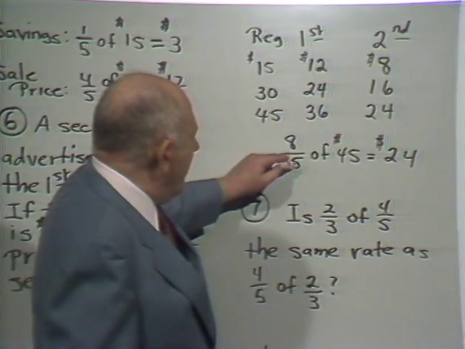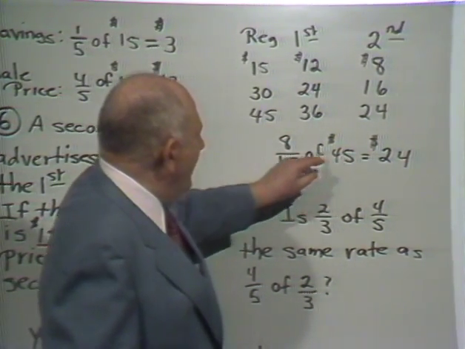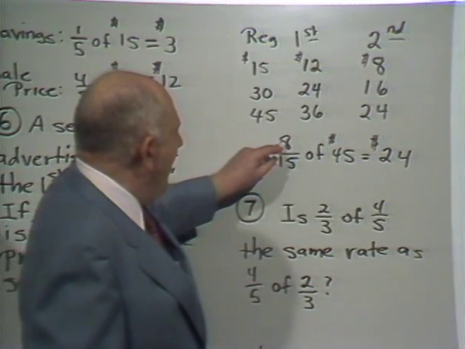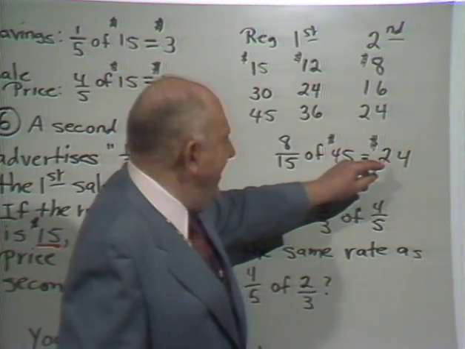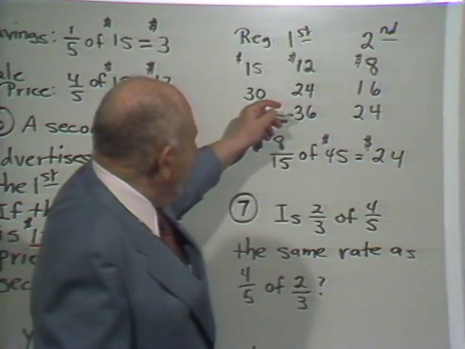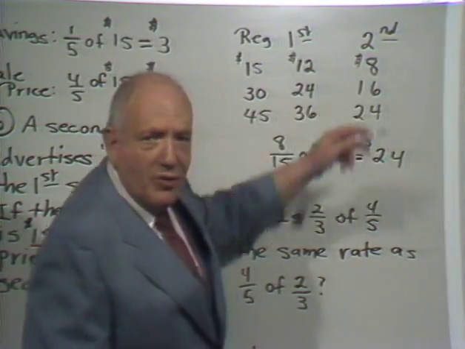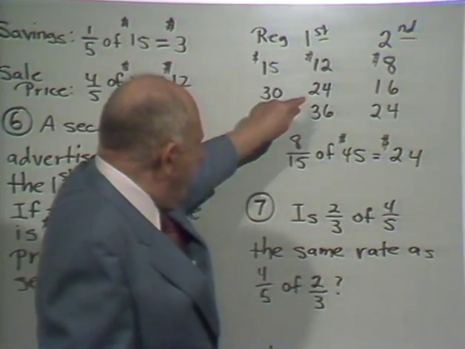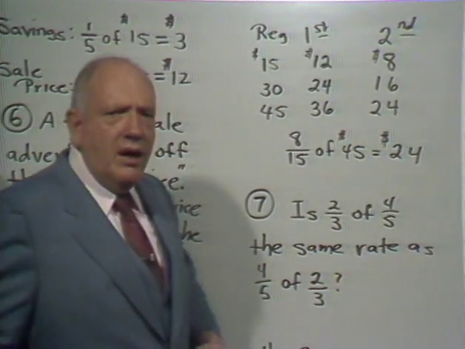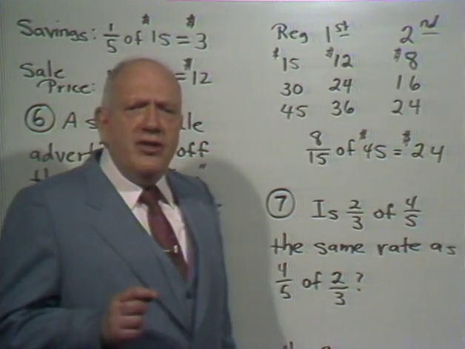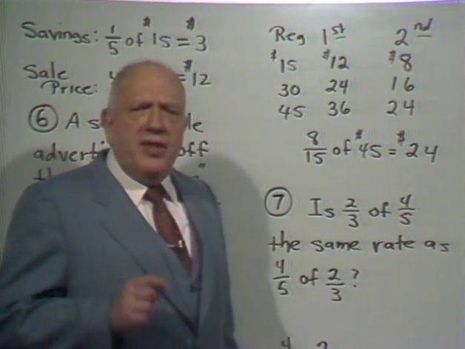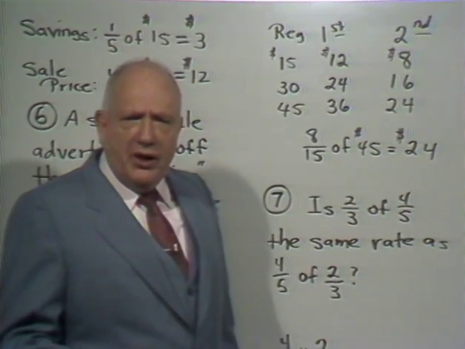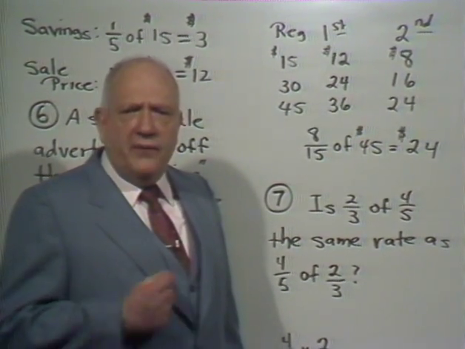And 8/15 of $45, 45 divided by 15 is 3. 3 times 8 is 24. You see, the 3 is the third multiple, and the 8 is that each time you're multiplying, you're adding on 8 more. See, this is the same problem as this. By the way, what if you changed the sale? What if this first sale had been 1/3 off, and the second sale 1/5 off?